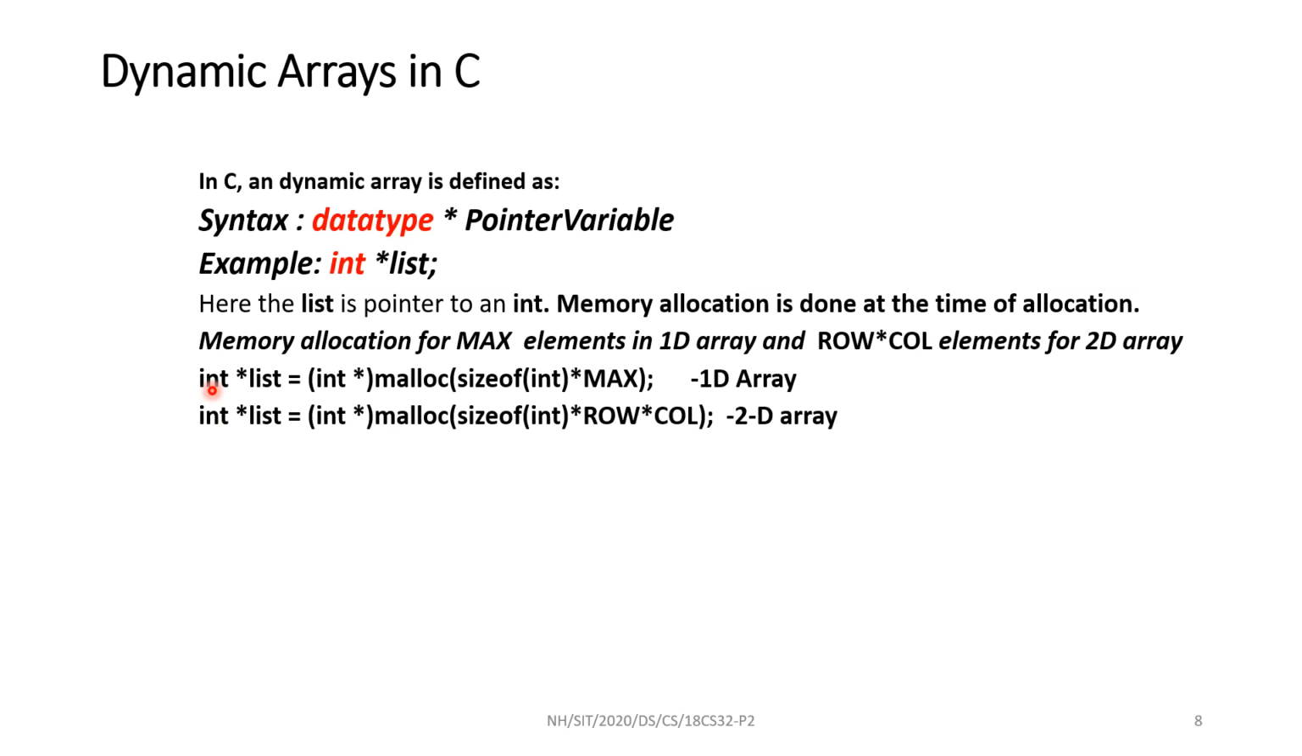Similar syntax is used in the case of two dimensions. In a matrix, the two dimensions are row and column. So for example, I need to create a matrix of size 2 cross 2, 4 elements. 4 elements of type integer, 4 into 4, 16 bytes. That many locations have to be reserved, has to be allocated. All these locations are going to hold integer type of data. So casting is required.